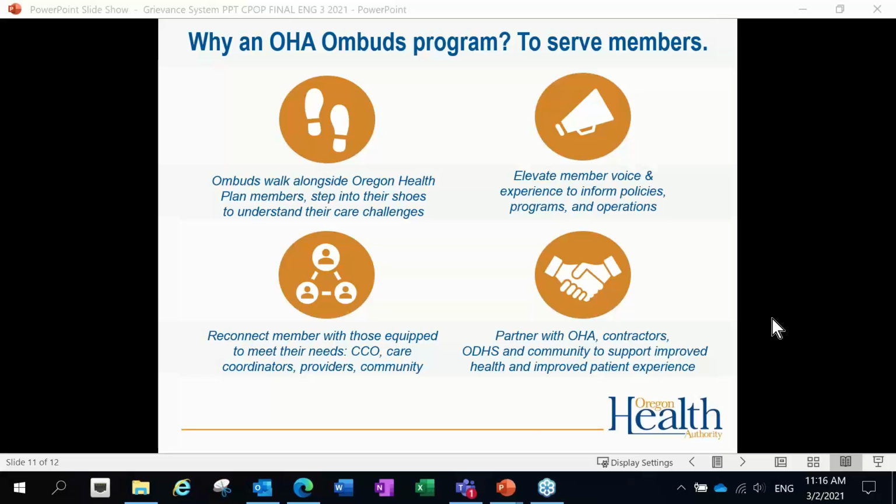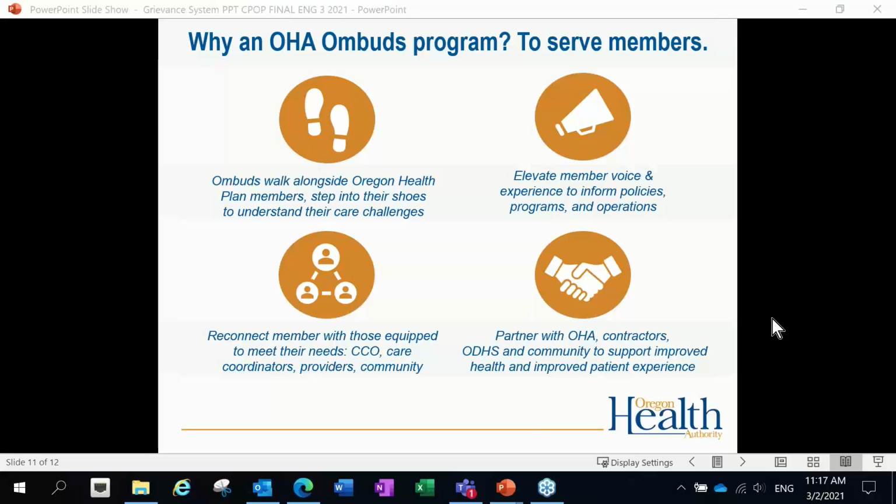We reconnect the member with those equipped to meet their needs. So again, the first door should always be the coordinated care organization, because they're the most equipped to serve the members' needs in the regions of the state that they serve. They offer care coordinators, they have a network of providers, and they have many community partners that work with the coordinated care organizations. So if it's something that we can't do, we connect them back to their CCO and work with the CCO, again, to ensure that the person has everything they need for their care and health.